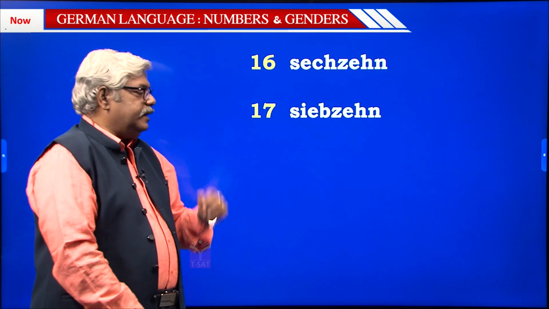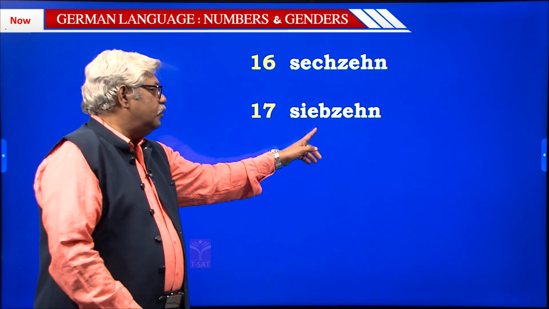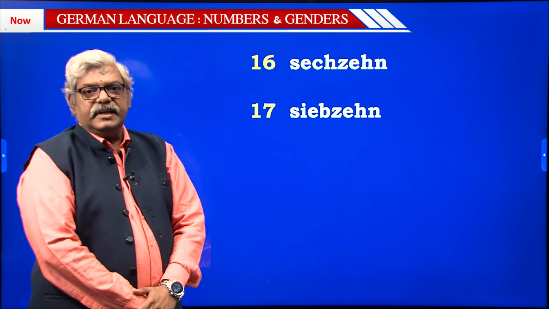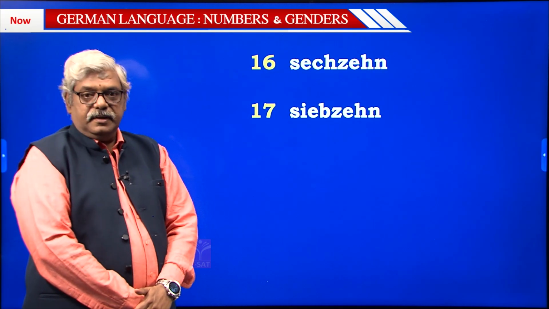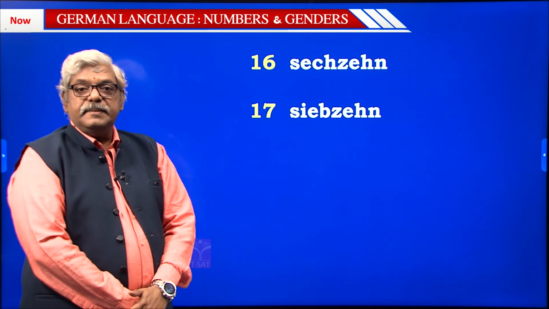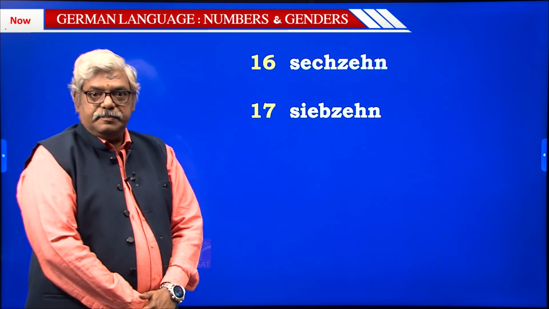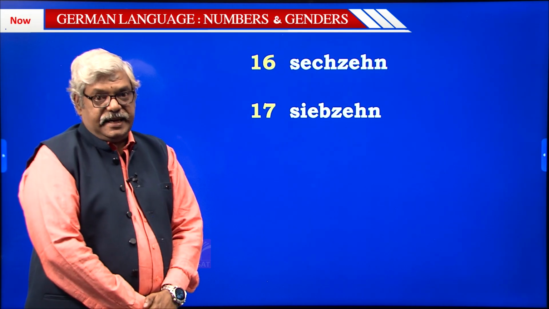Then 17. 17 also has a spelling change. You don't find the EN after the letter B. Sieben was supposed to be 7. But over here, when it comes to 17, it is siebzehn. These two differ in their spellings.